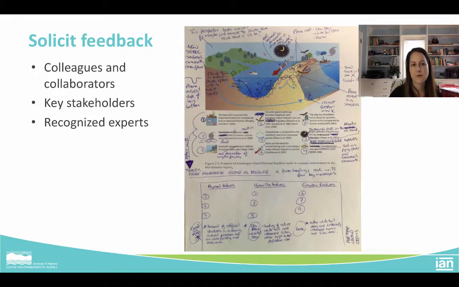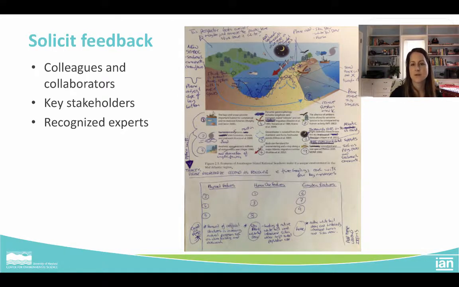And then the most important part of creating a conceptual diagram is really soliciting feedback. You want to talk to your colleagues, collaborators, any key stakeholders, and recognized experts to make sure you're really portraying the information that you want to show in the diagram. And I think in science it's especially important to get a review of a diagram because different people have different ways of visualizing things. So you want to make sure what you're portraying is coming across the way you want it to.